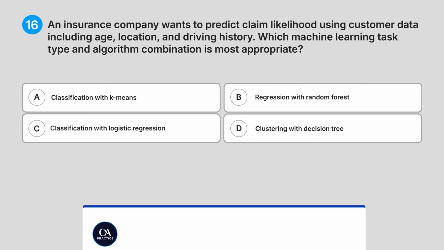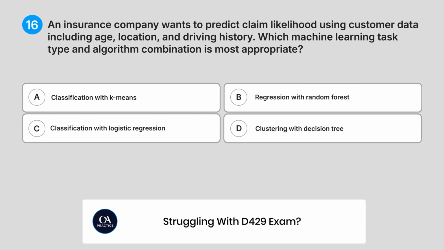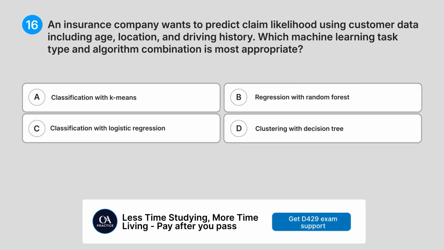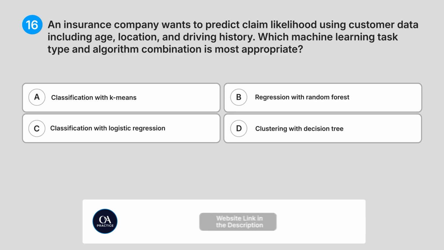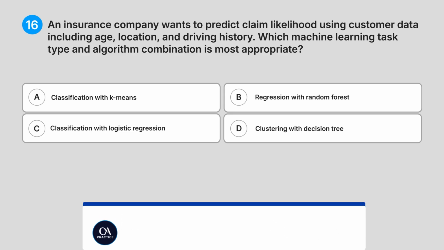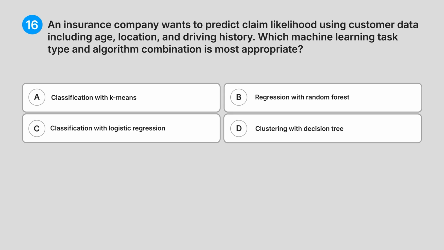16. An insurance company wants to predict claim likelihood using customer data including age, location, and driving history. Which machine learning task type and algorithm combination is most appropriate? A. Classification with k-means. B. Regression with random forest. C. Classification with logistic regression. D. Clustering with decision tree.